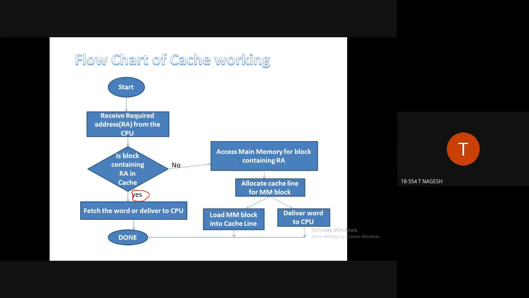But there is another case where the processor does not find that data or instruction in the cache memory. Then it has to access the main memory. If the main memory is divided into several blocks, it has to access the block which contains the required address. The address is nothing but what the processor wants to have. It will search for the required address in the main memory, and immediately after finding that word or data, it has to allocate a cache line for that main memory block.